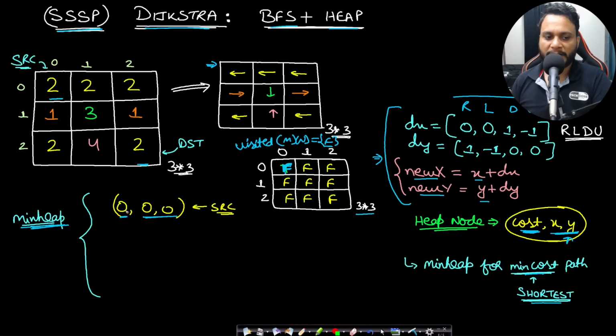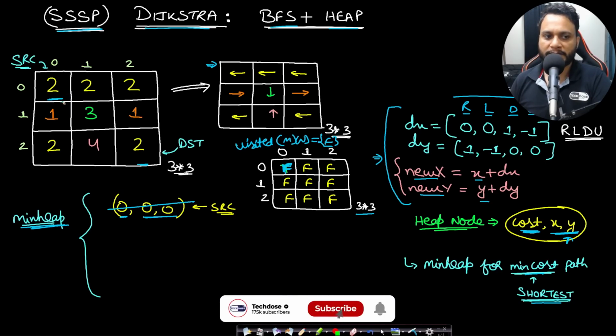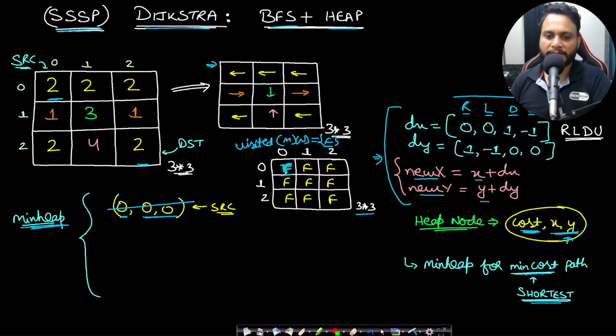In every step I will be taking out the top of the heap, which is 0, 0, 0. So I am at this location. From this location I will be making all the 4 directional calls: right, left, down and up. But before making any calls, I have to check if this current node is already processed. Then you will check that it is false, it is not already processed. So I will mark it as true, that yes, it is now processed. And now I will try to make all the 4 calls.